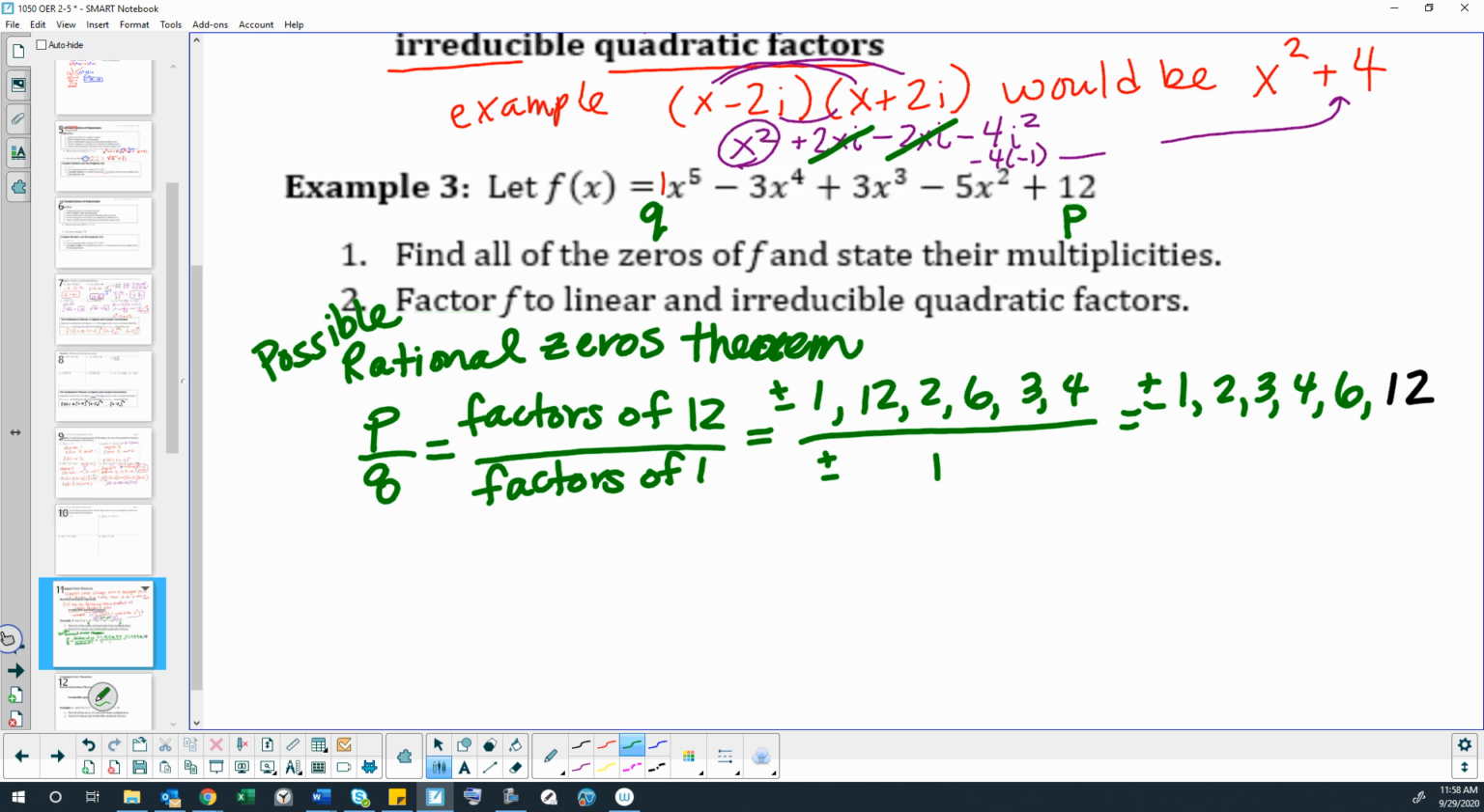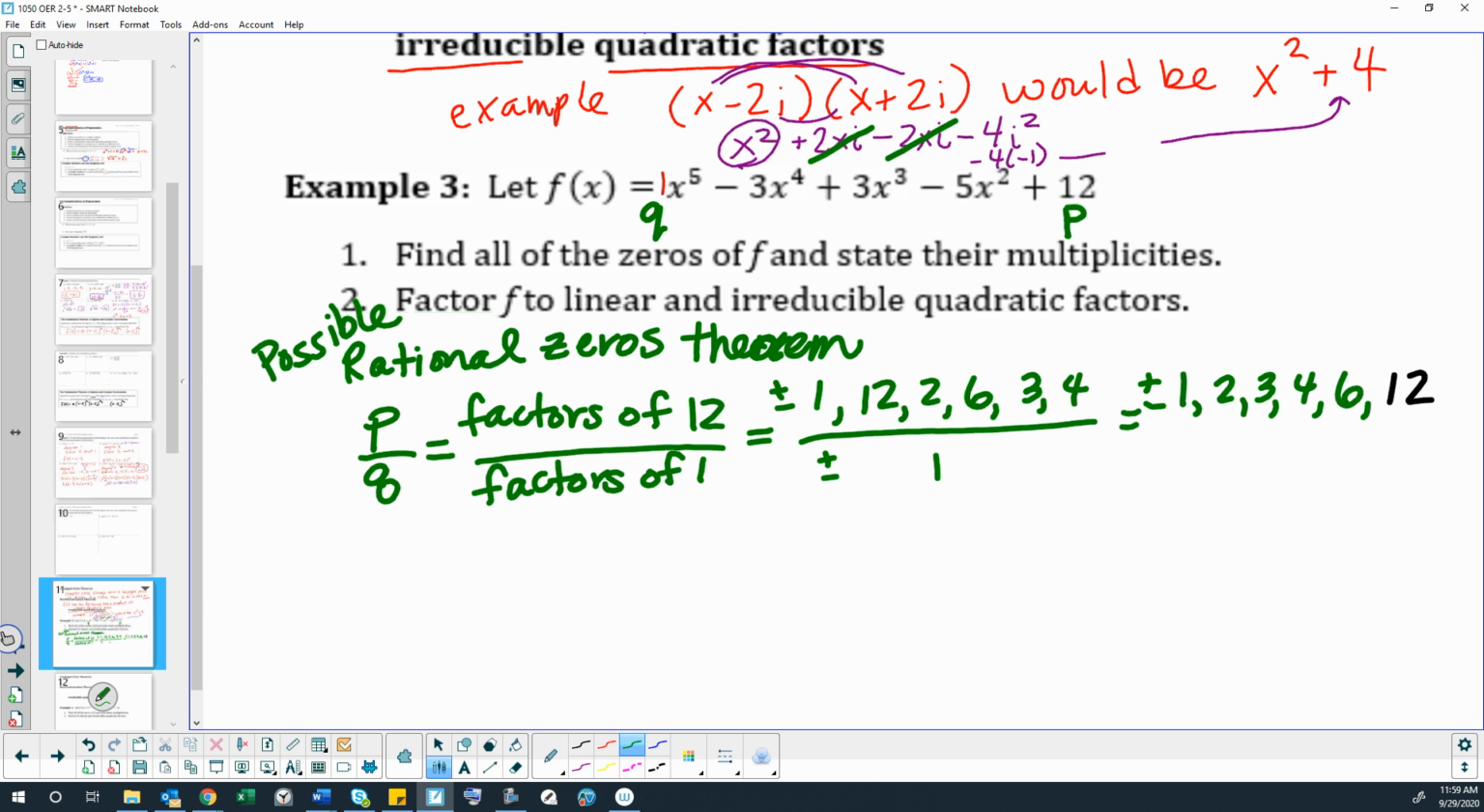Now we use synthetic division to figure out what ones actually work. I usually start with the ones because they're fast and easy to do, and if they don't work, oh well. Then we move forward to the harder ones. But if the harder ones don't work, then we do all that work with the harder ones just to find out that the easy ones were the answers to begin with.